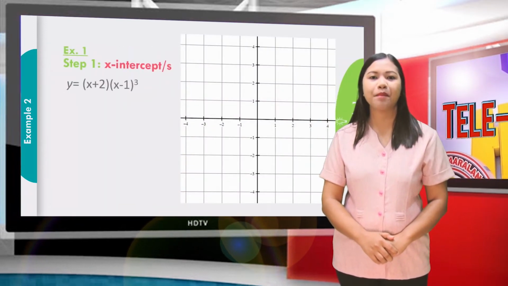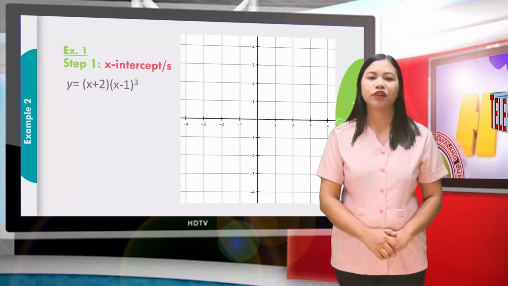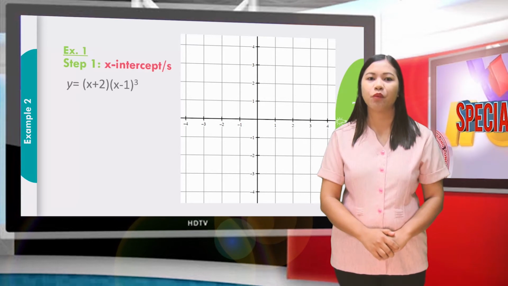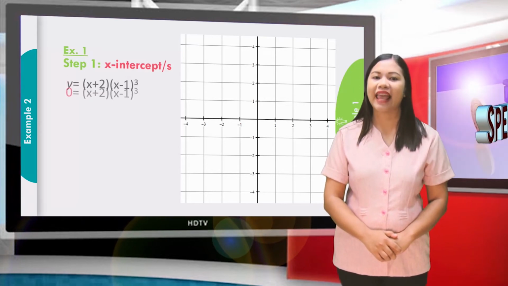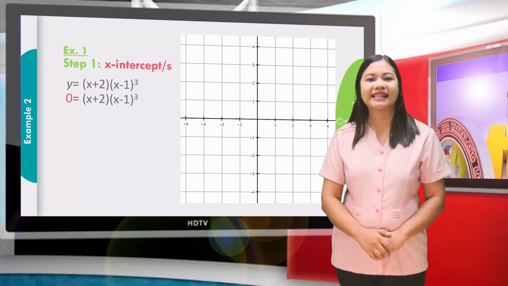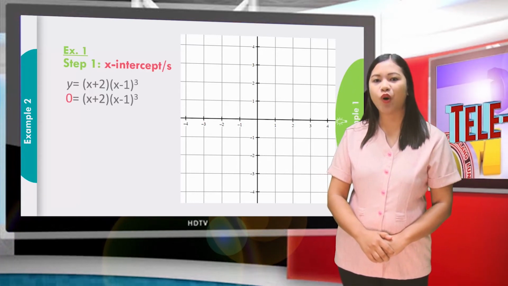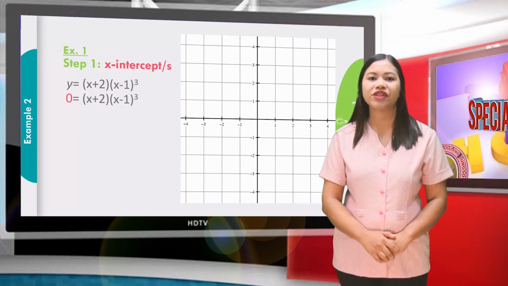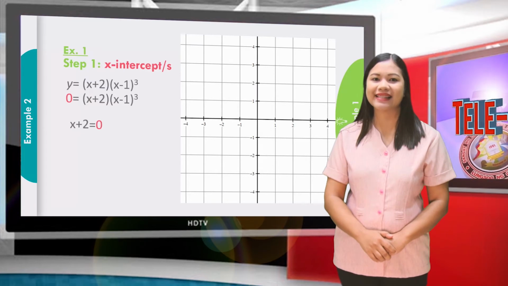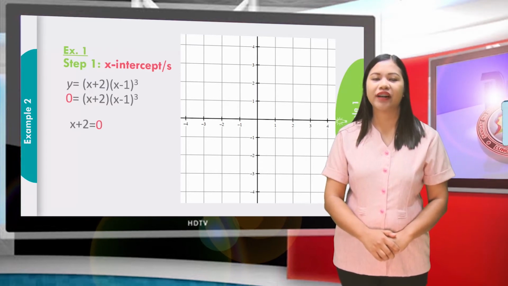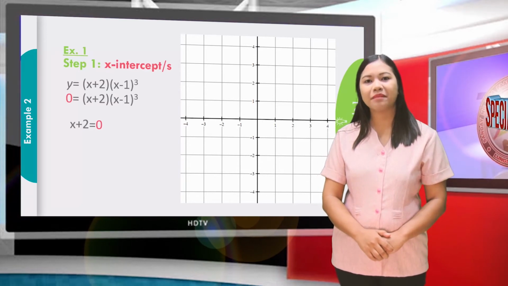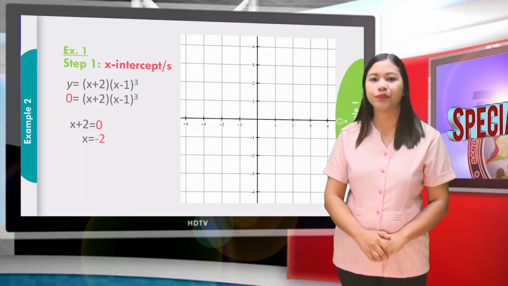Consider this first example. Y is equal to quantity x plus 2 multiplied by quantity x minus 1 cubed. Again, the first step is to find the x-intercepts. Since it is already in factored form, we can now let y be equal to 0. Then apply zero product property to solve for x. Get the first factor and equate it to 0. Solving for the value of x, we have x equals negative 2.